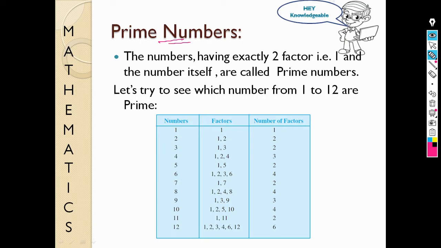So let's see what prime numbers are. The numbers having exactly 2 factors, that is 1 and the number itself, are called prime numbers. Let's try to see which numbers from 1 to 12 are prime. Let's see the table below. This column tells about the number. This column tells about the factors of that number. This column tells about the number of factors for that number. As per the definition, a prime number should have exactly 2 factors. So let's see which numbers are prime. 2 is a prime number, 3 is a prime number, 5 is a prime number, 7 is a prime number and 11 is a prime number.